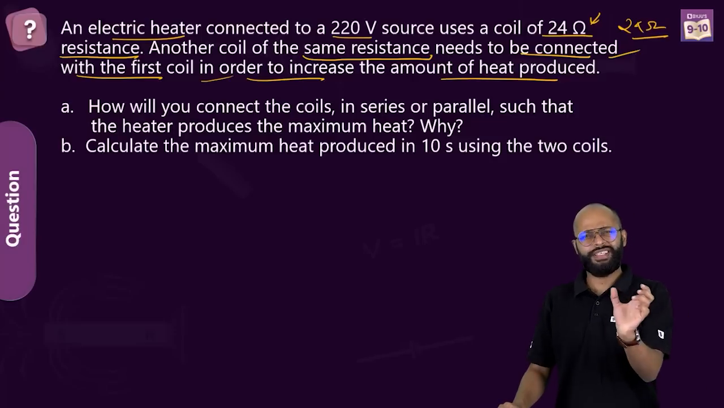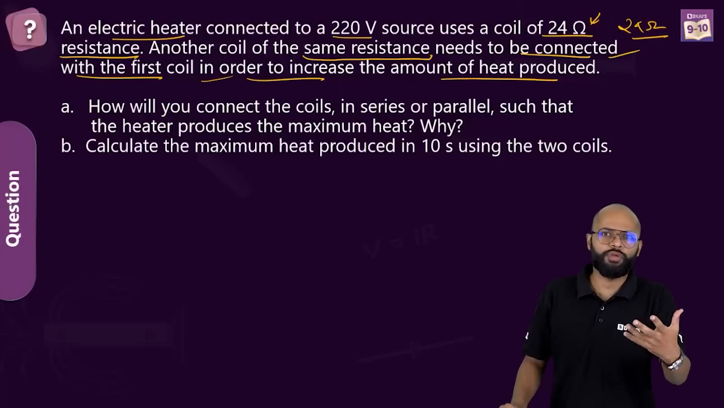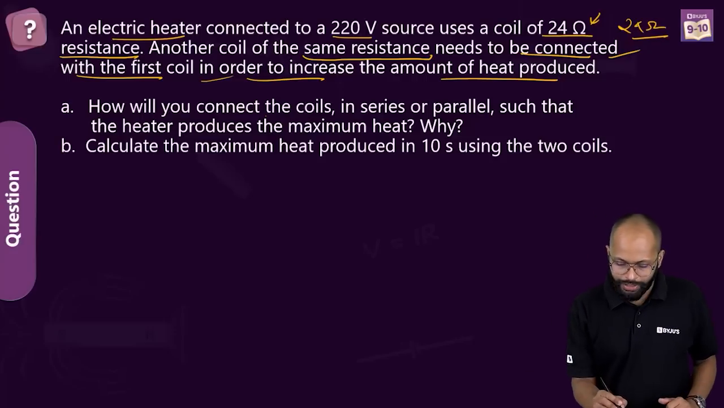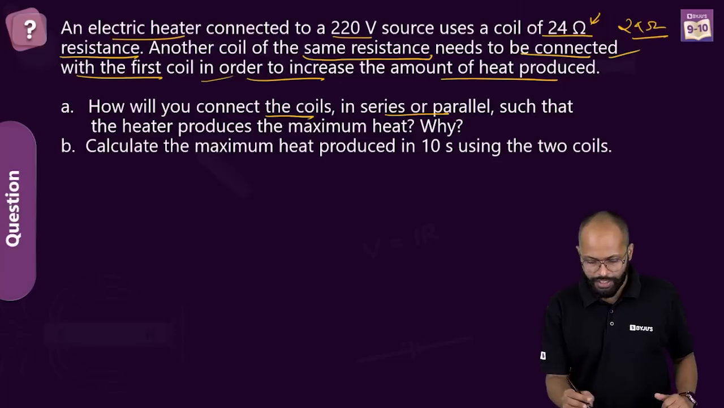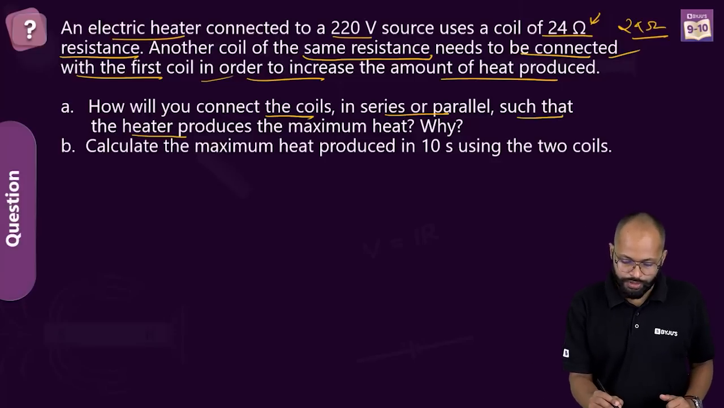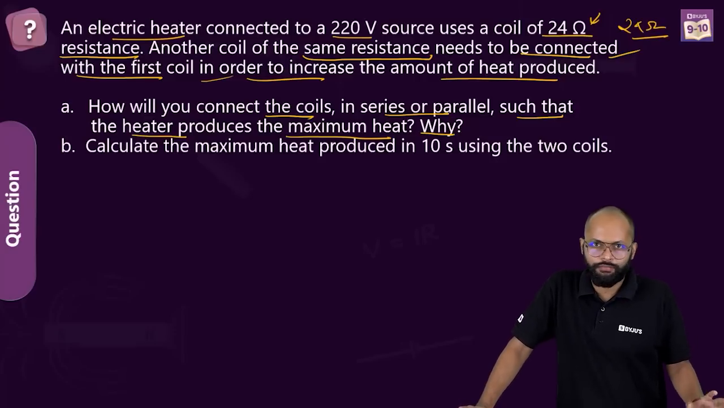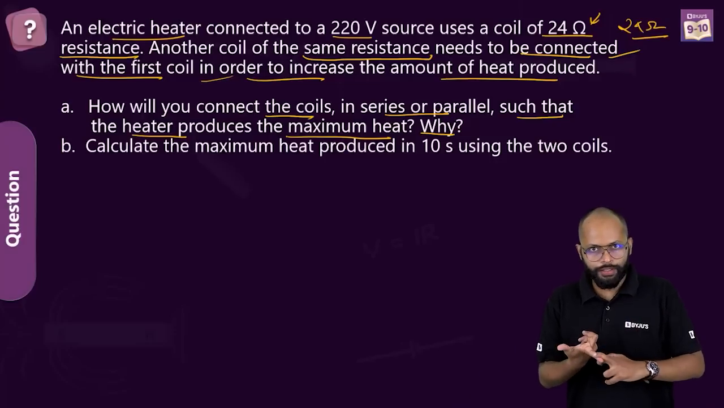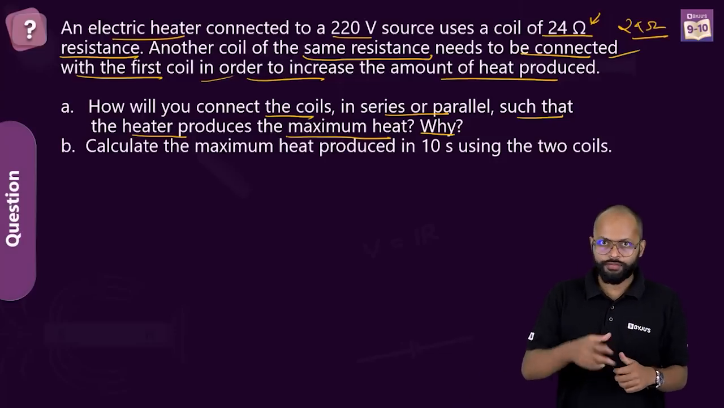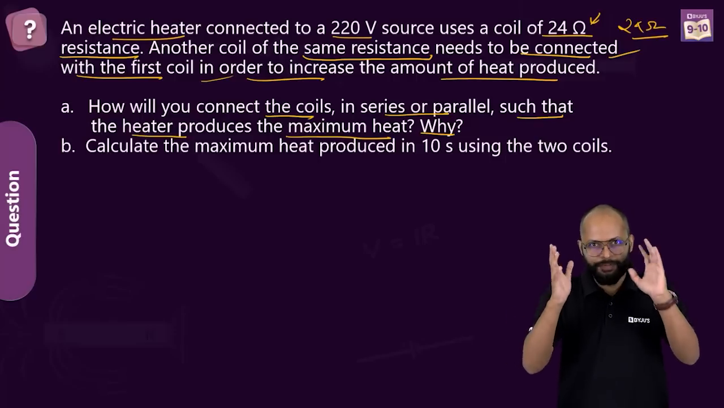Okay, here the question has left some open-ended questions. To increase the amount of heat produced. Fine. How will you connect the coils? First, 2 connections, in series or parallel, such that the heater produces the maximum heat. And why? You got it? So this question is asking you everything. How do you want to connect it? Why do you want to connect it, right? If you figure out these 2 things, your concepts are sorted.